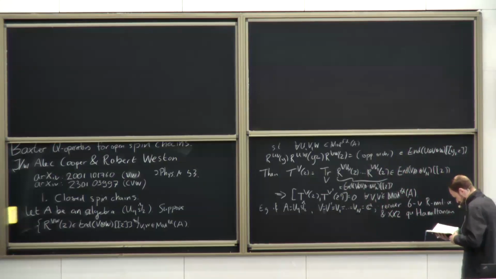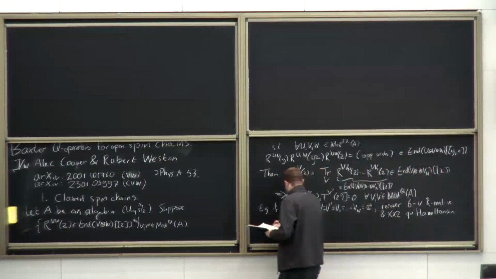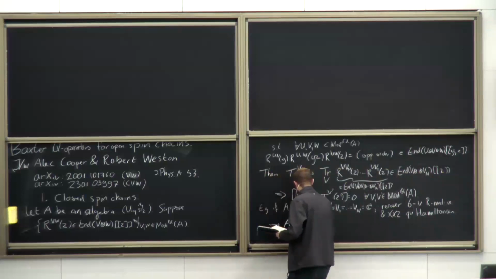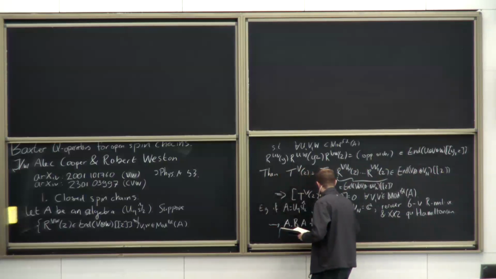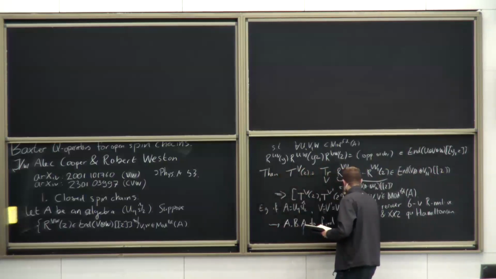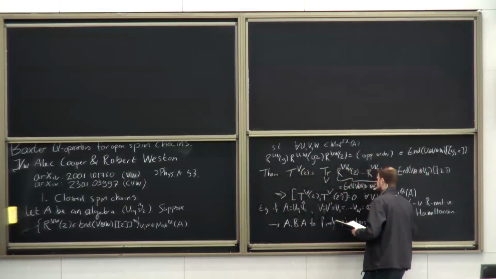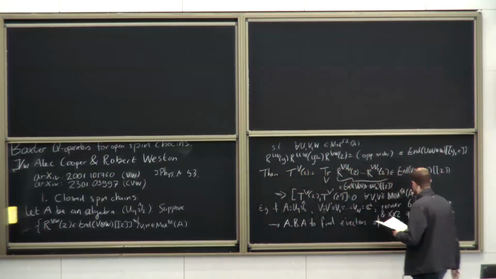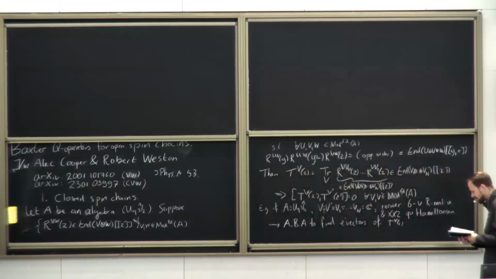Then at least in this case, but more generally, you can do the algebraic Bethe ansatz to find eigenvectors of T_V(z), and hence of this quantum Hamiltonian. This is the standard approach. Let me make one remark.